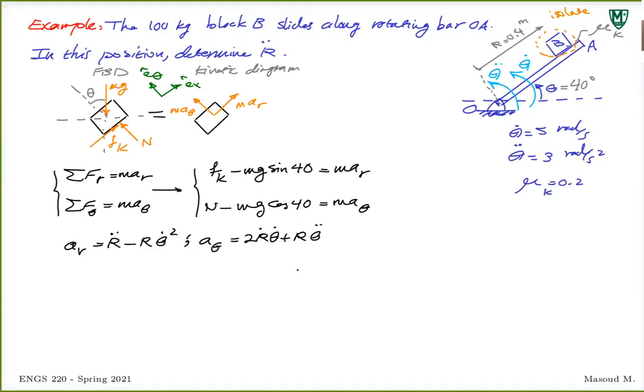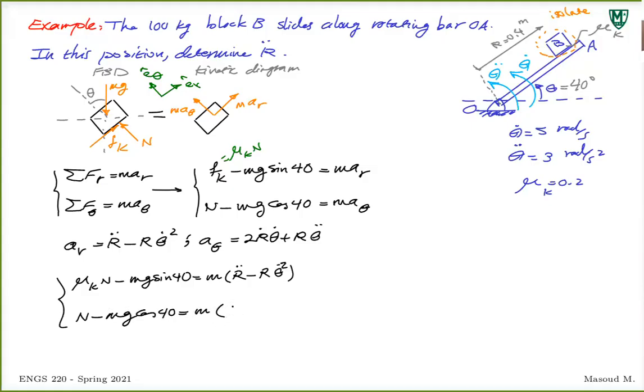Yes. So I plug everything into those two equations. Also, we know Fk is mu Kn. So I'll just replace that. I'll get mu Kn minus mg sine 40 degrees is equal to m r double dot minus r theta dot squared. And for the second one, we get n minus mg cosine 40 degrees is equal to m 2r dot theta dot plus r theta double dot.